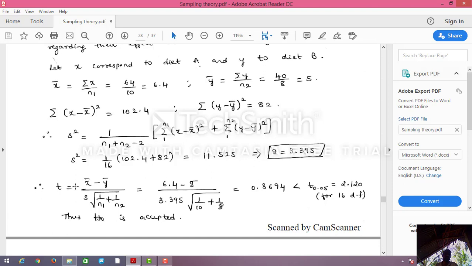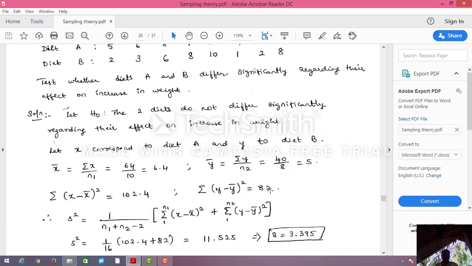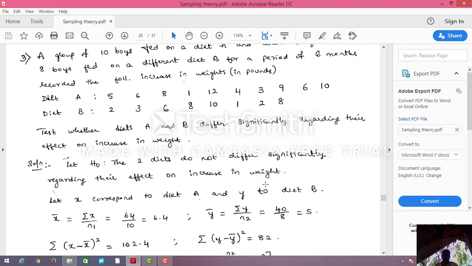Now t equals x bar minus y bar divided by S into root of 1 by n1 plus 1 by n2. Now what is that? X bar is 6.4, y bar is 5, divided by S which is 3.395 into root of 1 by n1, 1 by 10, plus 1 by n2, 1 by 8. If you simplify this, you will get 0.8694. But what is the t distribution value? They have not given it here.